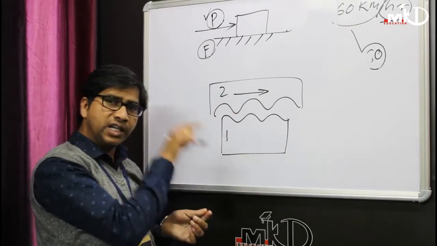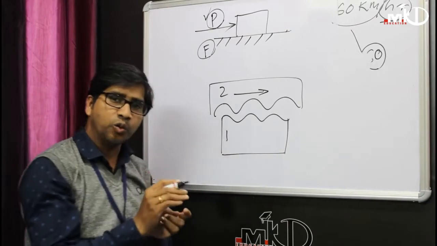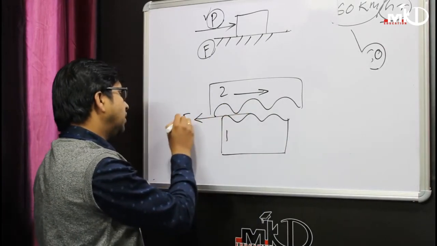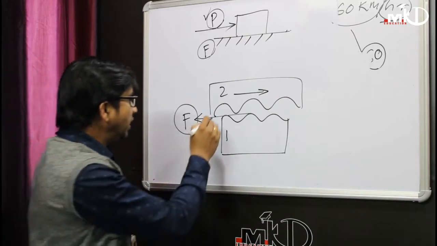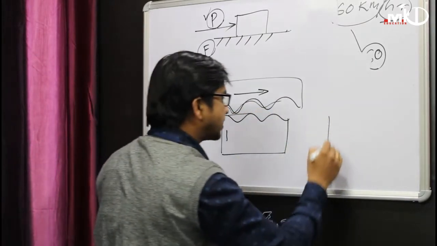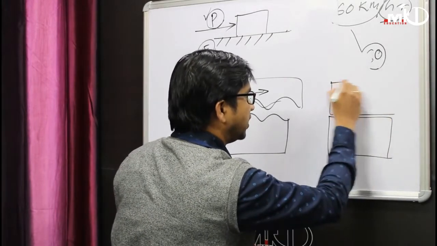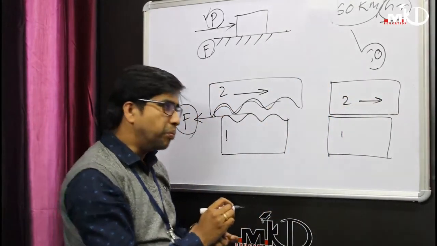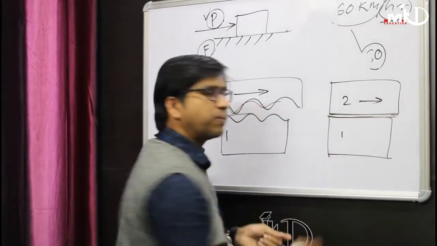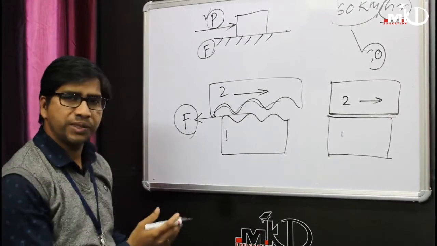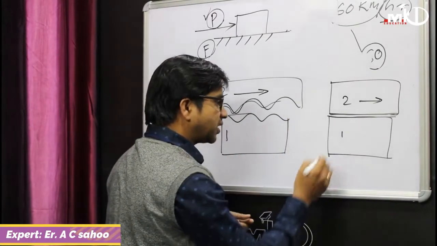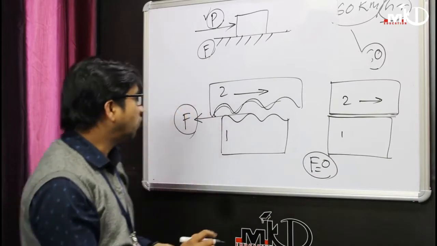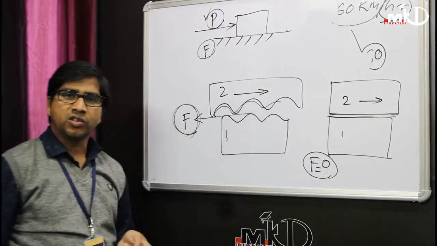So whenever body 2 moves or tends to move over body 1, motion is prevented, and the direction of friction will be opposite to the motion. So this friction only arises because of the roughness. If I say two surfaces or two bodies are in direct contact, body 2 moves over body 1, but the surface is completely finished, infinitely smooth, with no roughness, then there is no opposition. In such a case friction is zero. So friction is only due to the roughness of the surface.